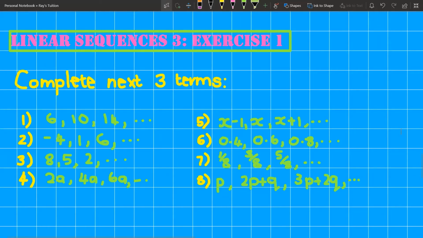In this video, we're just having a look at a little exercise on a linear or arithmetic sequence. What we're going to have to do for this exercise is just complete the next three terms. Okay, so for us to complete the next three terms, all we have to do is find out what is the common difference and then continue that process.